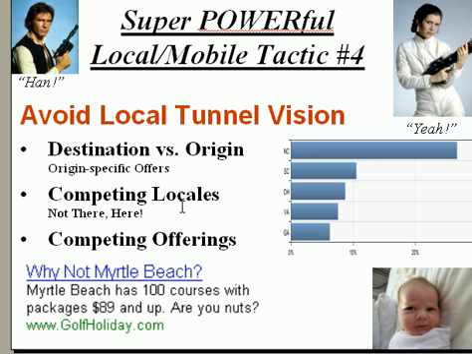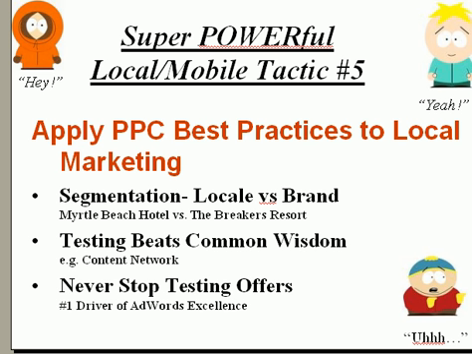Another thing is competing locales. We've had people who are going to book golf for Daytona or Orlando instead of Myrtle Beach, so we put in an ad that says, hey, why not Myrtle Beach? Myrtle Beach has 100 courses, package is $89 and up. Are you nuts? So we're intercepting competitor stuff. Competing offerings, another issue. I am running out of time.